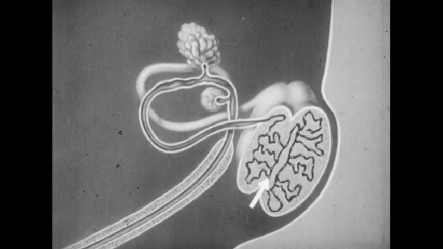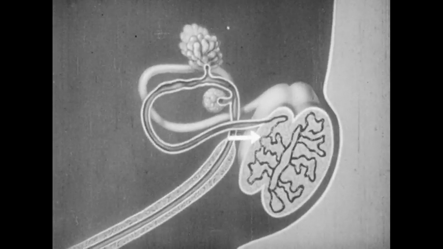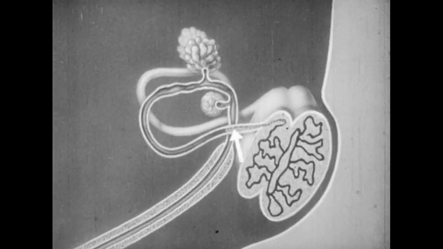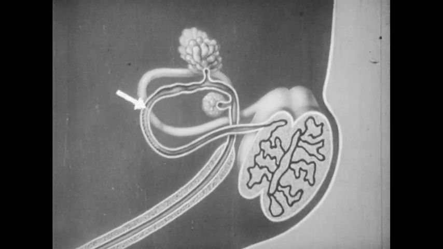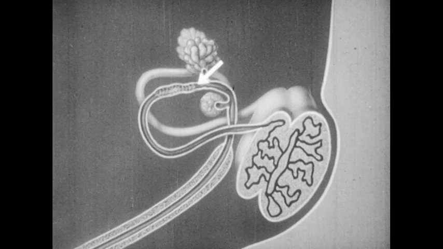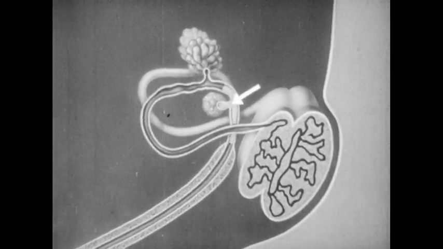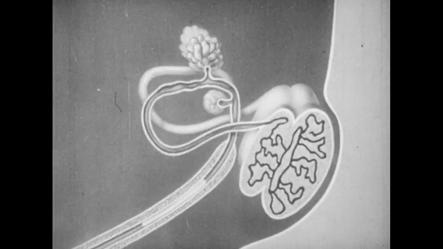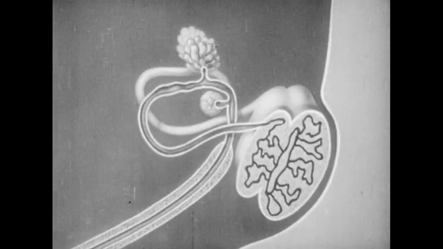From the testis proper, the sperms pass into a much coiled duct, the epididymis, where they are stored for a time. At the time of mating, the sperms pass up through the sperm ducts, where they are mixed with fluids from the seminal vesicles and prostate gland. These fluids activate the sperms. The fluids also serve as a vehicle for their transportation to the female genital tract.